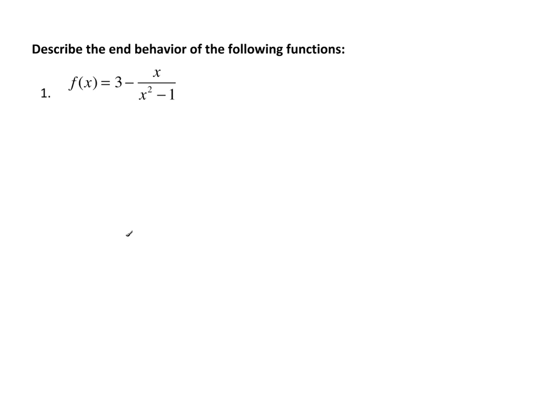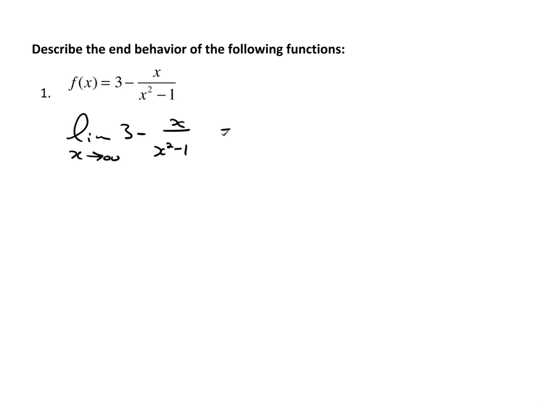Okay, the next several videos I'm going to be doing are examples. So I want to describe the end behavior of the following functions. First of all, I'll take a look at f of x equals (3 minus x) over (x squared minus 1). So if I want to look at the end behavior, what I need is the limit as x goes to infinity of (3 minus x) over (x squared minus 1).